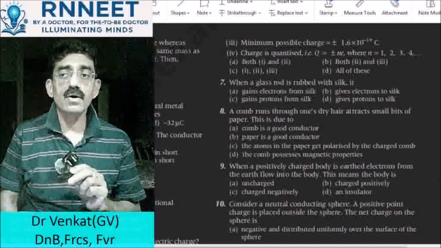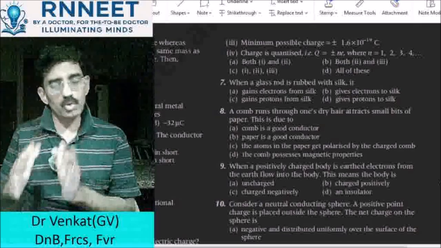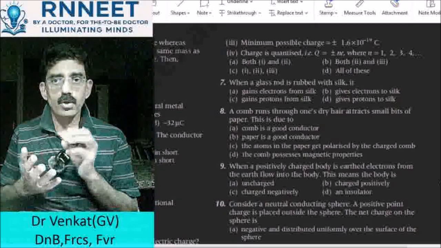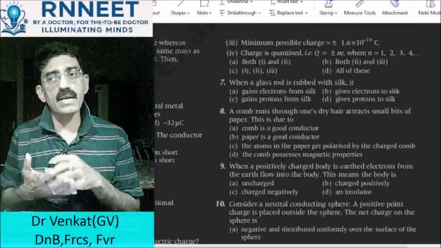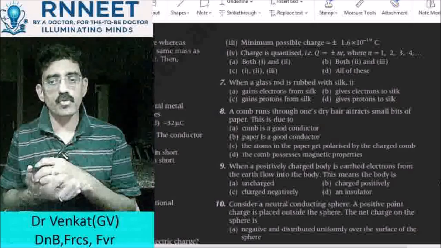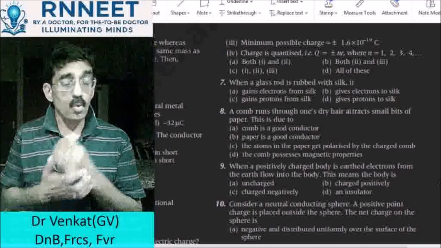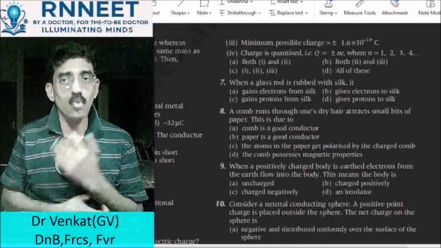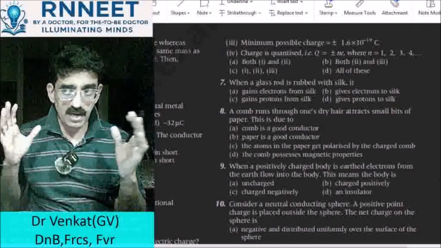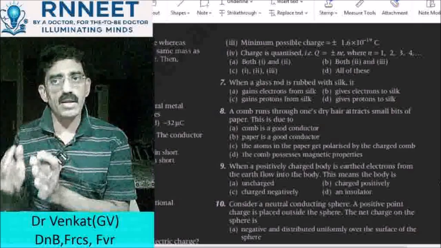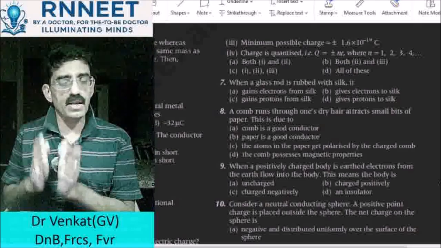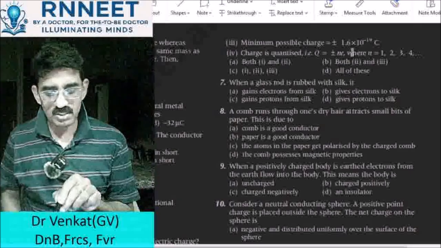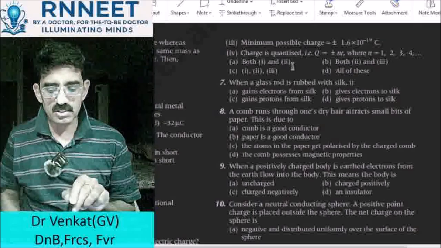You cannot have 1/3 e or 2/3 e, because that means it is not a complete integral multiple. Charge has to be an integral multiple. What are 1/3 e and 2/3 e? They are known as quarks. The net charge has to be equal to ne, which has to be either 1e, 2e, like that. So the minimum is 1e, which is 1 into 1.6 into 10 to the power minus 19. And you know the charge is quantized.